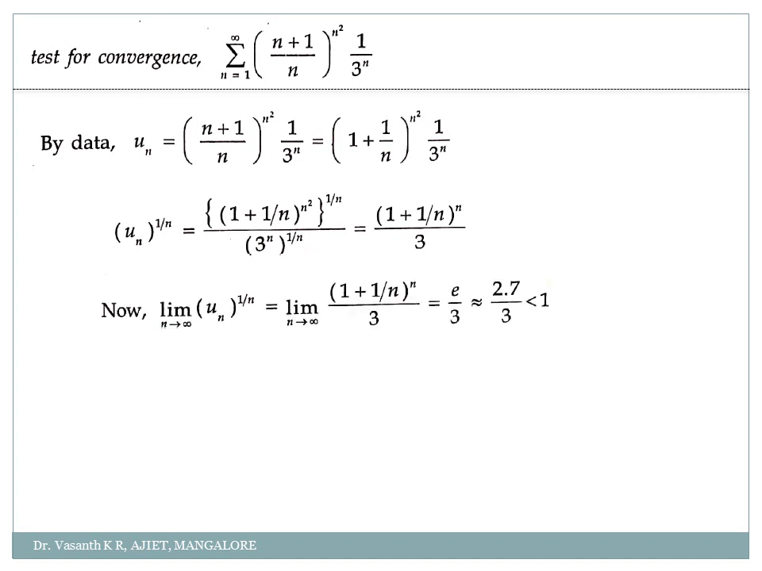As limit n tends to infinity, u_n to the power 1 by n will become limit n tending to infinity (1 plus 1 by n) to the power n. What is this? Is it not the standard value? Yes. What is that standard value? e. So e by 3, so 2.7 divided by 3.